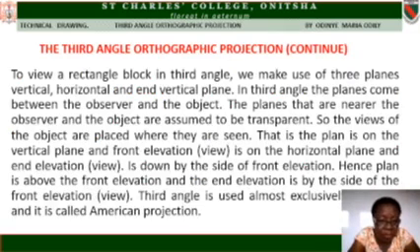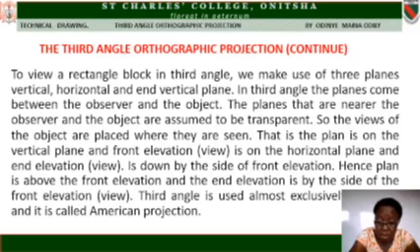The third angle orthographic projection. To view a rectangle block in third angle, we make use of three planes: vertical, horizontal, and vertical plane. In third angle, the planes come between the observer and the object. Now the observer is the teacher, and the object is a rectangle block. The planes that are nearer the observer and object are assumed to be transparent. So the views of the object are placed where they are seen. That is, the plan is on the vertical plane, the front elevation is on the horizontal plane, and the end elevation is drawn by the side of the front elevation. Hence, the plan is above the front elevation, and the end elevation is by the side of the front elevation.